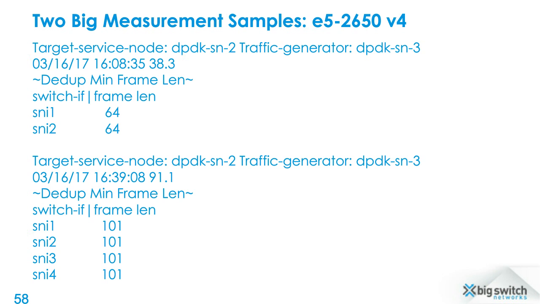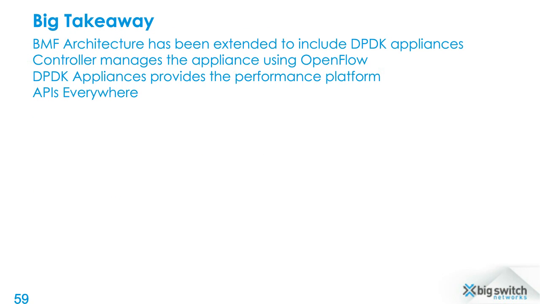So here are my big takeaways. Using DPDK, we've extended the BMF architecture to include new things called service nodes, which are DPDK appliances. The controller manages those appliances using OpenFlow as if they were switches. We use DPDK to squeeze all the performance out of these service nodes. And we put APIs everywhere, easily available, so that if you want to write that Python script of 1,000 lines, you're welcome to do it.